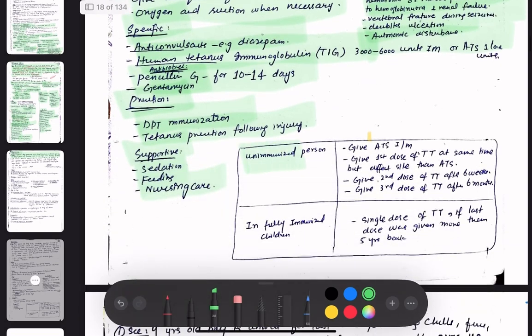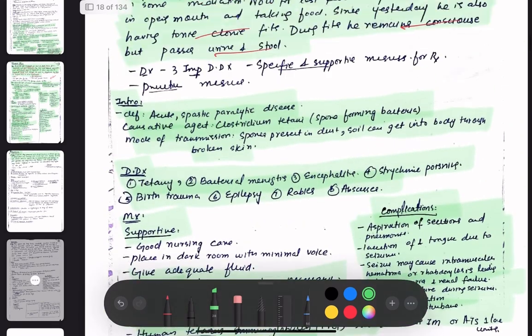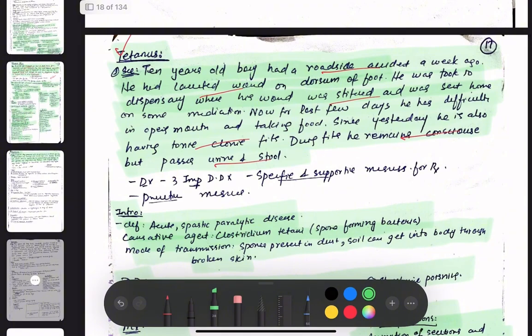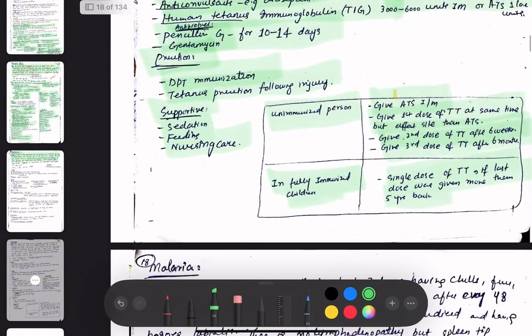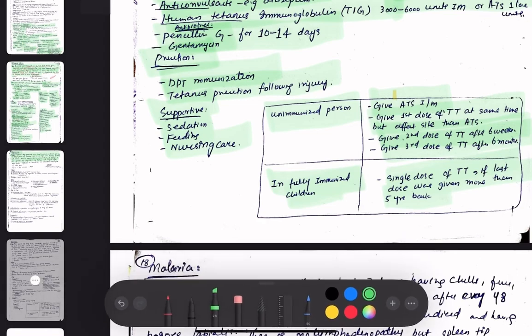Now for the unimmunized person, the specific treatment is to give ATS intramuscularly, give the first dose of TT vaccine at the same time but at a different site than ATS, give the second dose of TT after 6 weeks, and give the third dose of TT after 6 months. In fully immunized children, give a single dose of TT if the last dose was given more than 5 years back. This is the specific treatment for the case of tetanus. The prevention is that DPT vaccines are given, but if the vaccines are not given, then this is the treatment for an unimmunized person, and this is the treatment option for a fully immunized person.